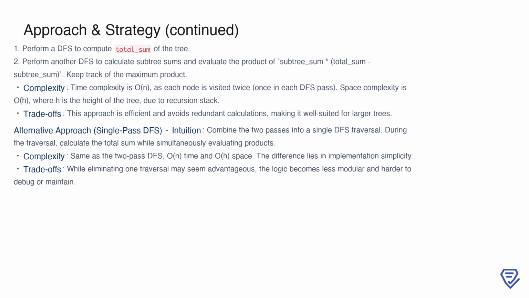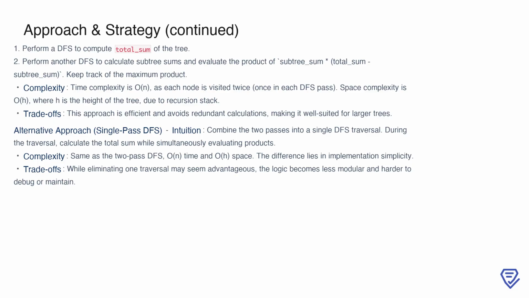The two-pass DFS approach proceeds systematically. In the first step, we perform a depth-first search to calculate the total sum of the tree. Once this total is known, we use a second DFS to calculate the sum of each subtree and compute the product of the subtree sum with its complement, which can be derived as total_sum - subtree_sum. During this process, we continually update the maximum product encountered.